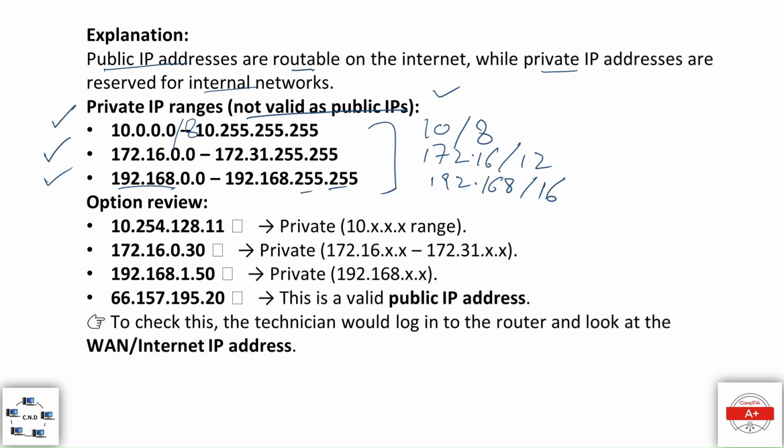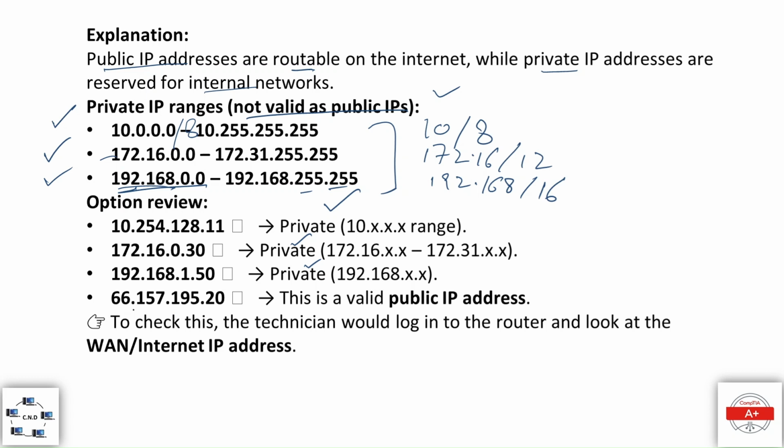So the options were 10.254.128.11. So this is in this range. That's why it is a private IP address. 172.16.0.30. Again, this one is in this range. So this is also a private IP address. 192.168.1.50. Again, this one is in the last range. So this is again a private IP address.